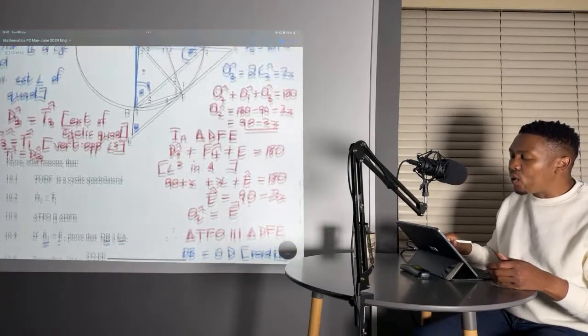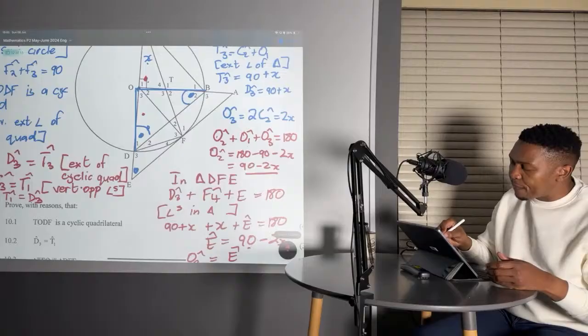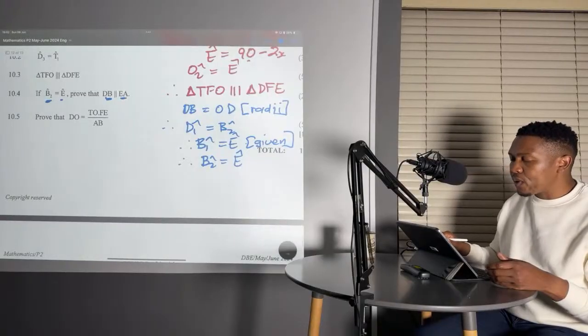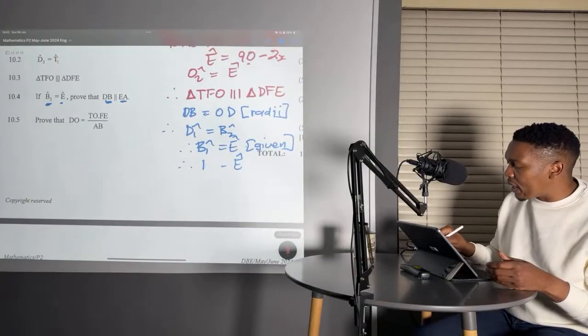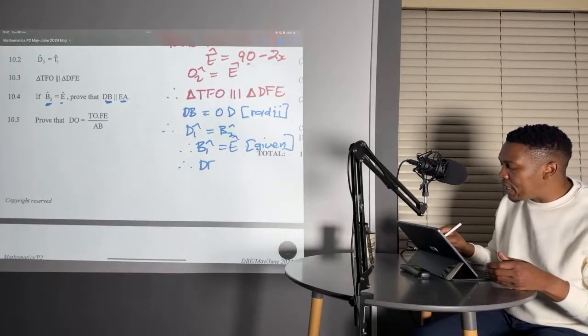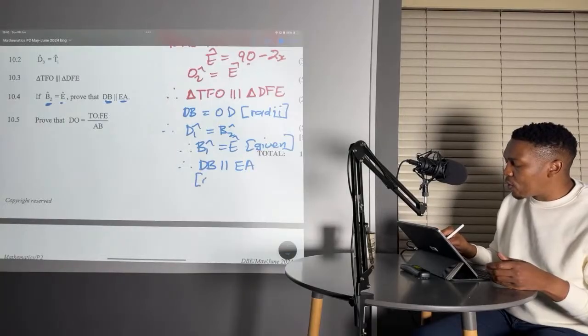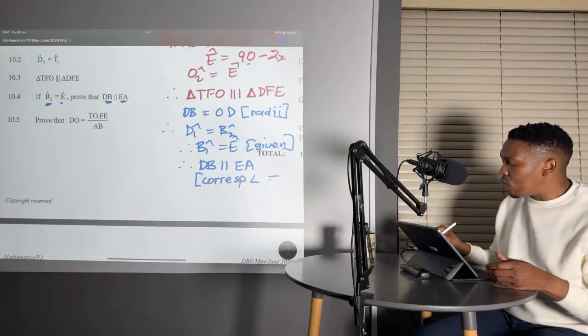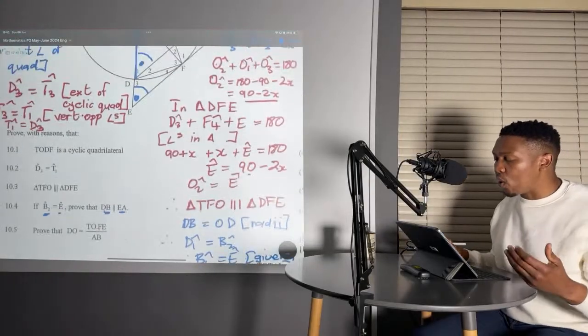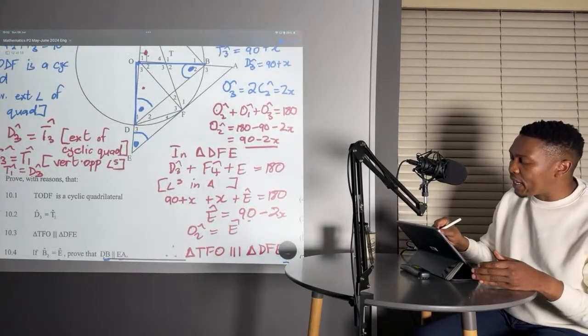So because they are equal, note in this case, D1 being equal to E makes those corresponding angles, right? So I should have said B1 is equal to E. So therefore, it means that DB is parallel to EA. Corresponding angles are equal. All right. So we've proved those sides equal. We've proved them parallel to each other.